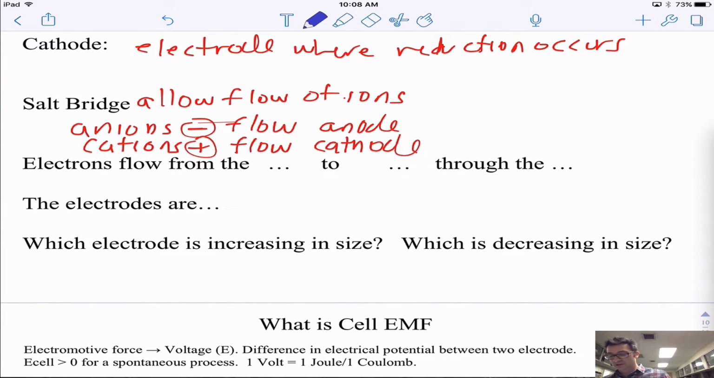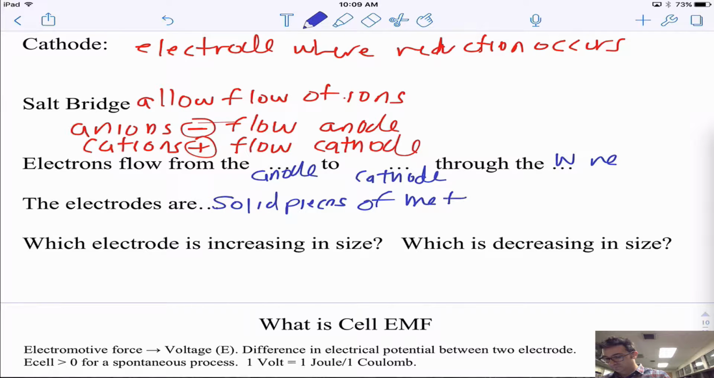Okay, the electrons will flow from anode to cathode through the wire. And so the electrons will always flow from whatever's being oxidized to whatever is being reduced. The electrodes are the solid pieces of metal. In a voltaic cell, the anode is negative, the cathode is positive.